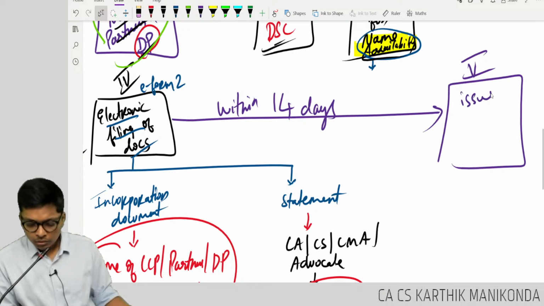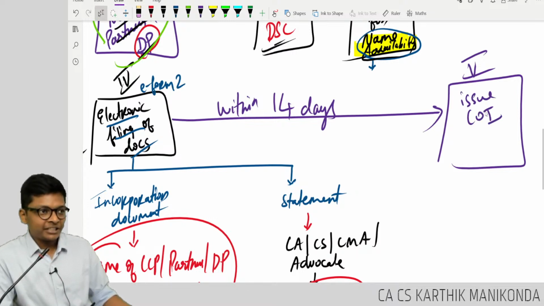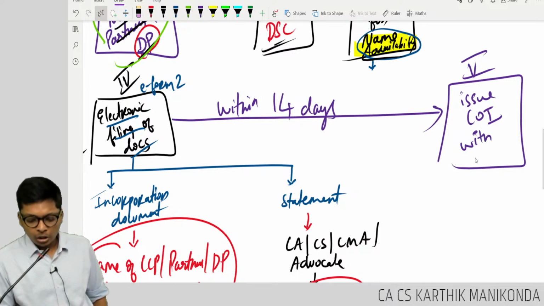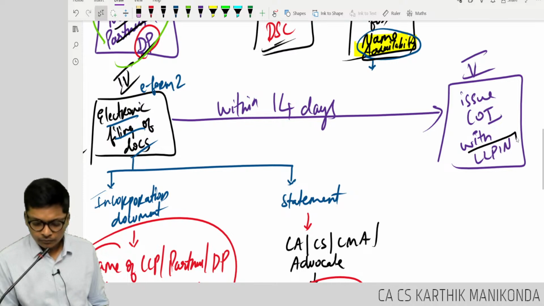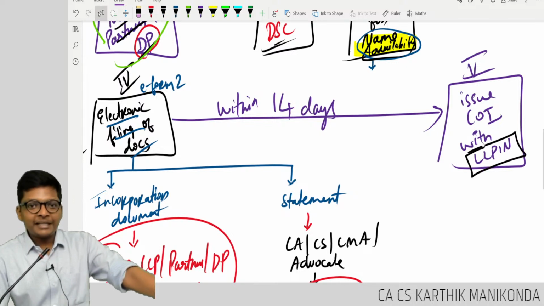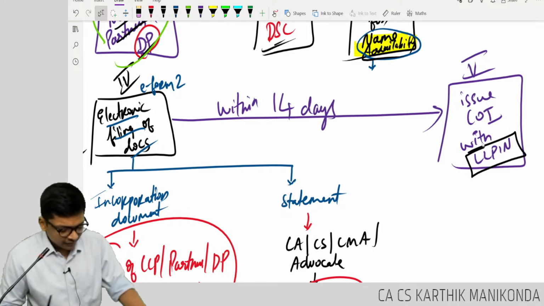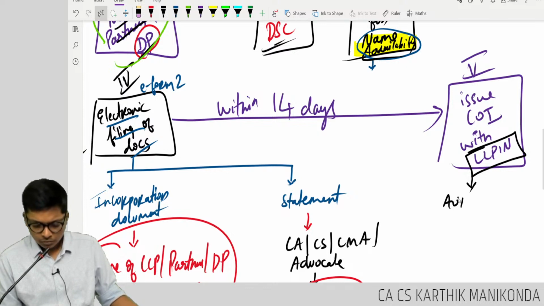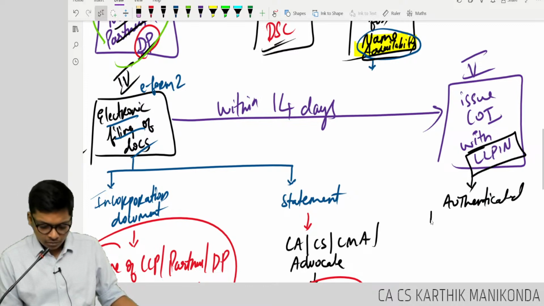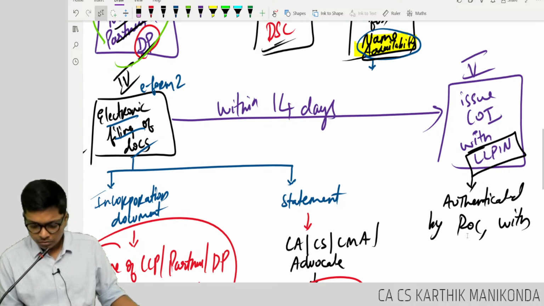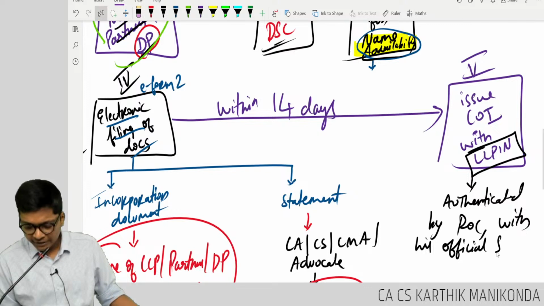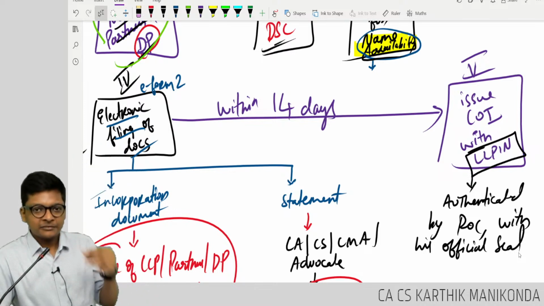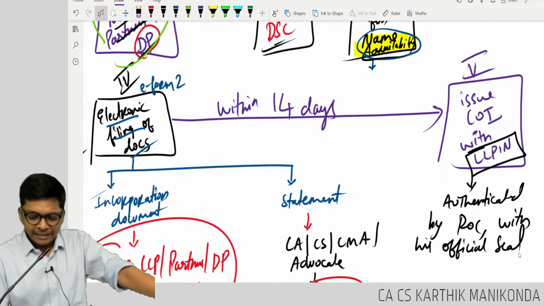They will issue a certificate of incorporation. Have you heard this term before? Yes, certificate of incorporation with a number called LLPIN. What is LLPIN? Limited Liability Partnership Identification Number. They will give you a number with LLPIN. This will be authenticated by ROC with his official seal. He will give you a certificate, a birth certificate, guys. You will get the birth certificate of whom, guys? LLPIN. Are you following, guys?